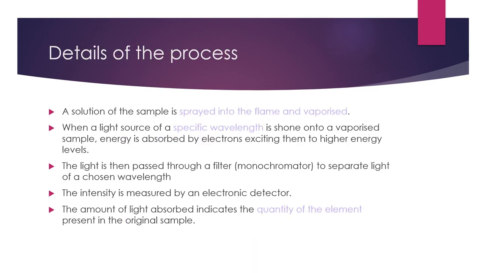So the sample is sprayed into the flame and vaporized. As I said, this goes up a tube, much like an aerosol can works. So then the light source of a specific wavelength is shone into the vaporized sample. So we're only having one selected wavelength. Okay, and this is important. It is shone onto a vaporized sample, and energy is absorbed by electrons exciting energy levels. The light is then passed through a filter, a monochromator, to separate the light of the chosen wavelength. So this filter helps to select the wavelengths that are used.